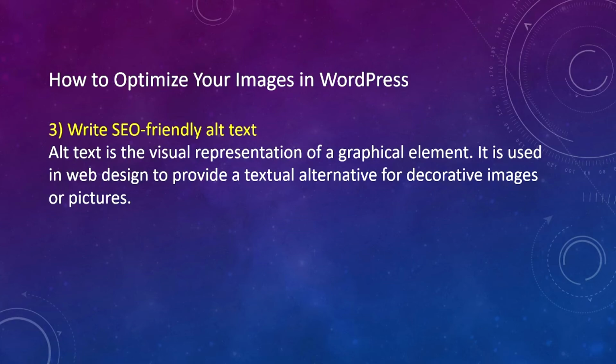So, how to optimize your images in WordPress further? Number 3, write SEO-friendly alt text. Now, alt text is a textual representation of a graphical element. It is used in web design to provide a textual alternative for decorative images or pictures. Web designers use it to provide context and make their work accessible to people who can't see it. But alt text also has SEO benefits. It can help search engines index your images, which will drive more traffic back to your site from image search results.